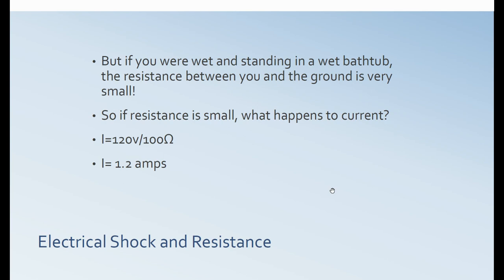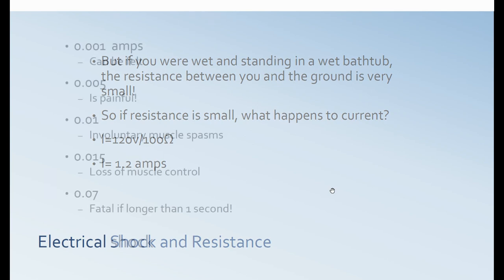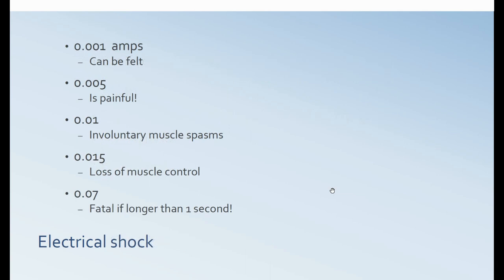And what does this 1.2 amps mean to us in terms of being shocked? Well, if you have 0.001 amps go through your body, you can feel it. 0.005 amps is painful, it hurts. 0.01 amps causes involuntary muscle spasms. At 0.015 amps, you have no control over your muscles. And at 0.07, that can be fatal if longer than a second. And of course, that 0.07 is much less than the 1.2 amps we saw we would receive in the previous slide. So don't touch electrical stuff when you're wet.